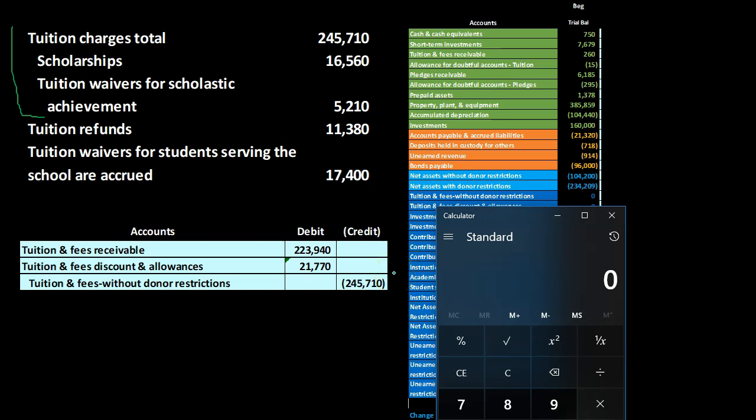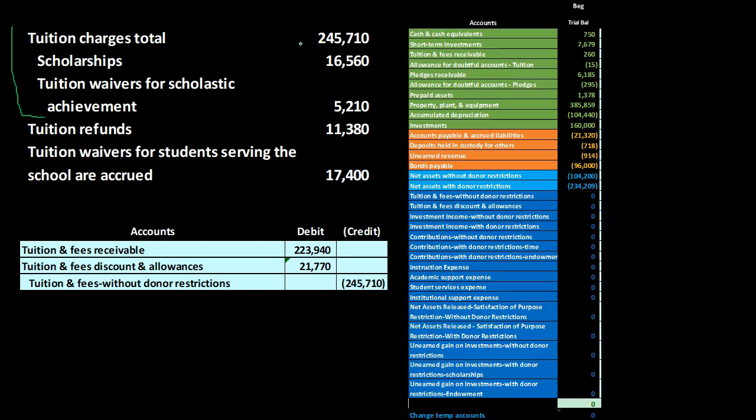The difference between the two, we're going to be putting to the tuition and fees, discounts and allowances. And that, of course, will add up to $16,560 plus $5,210, that being $21,770. Again, we got the total charges of $245,710, in essence being our revenue. That's going to be our revenue account amount. However, we're not going to be receiving the amount of that revenue related to scholarship and tuition. Therefore, we're only going to be getting the difference of the $223,940.